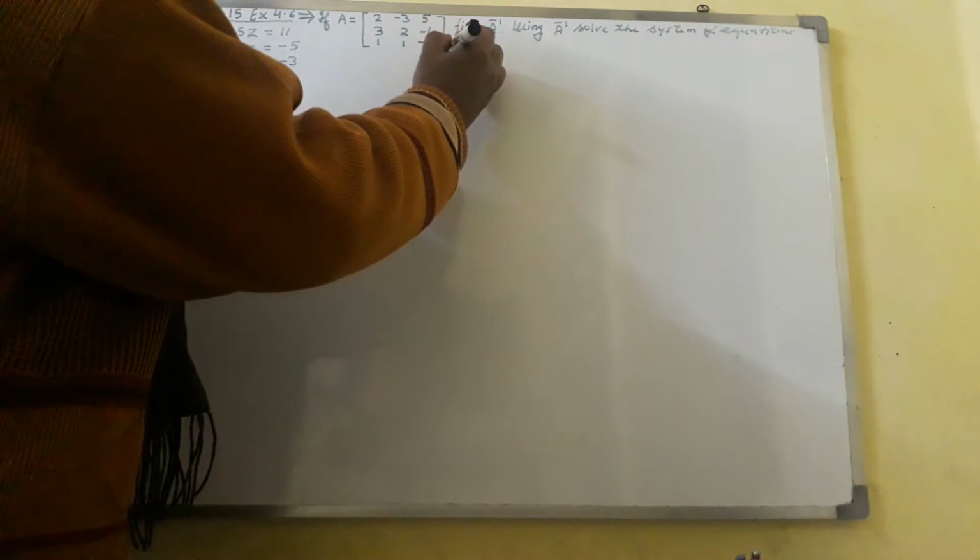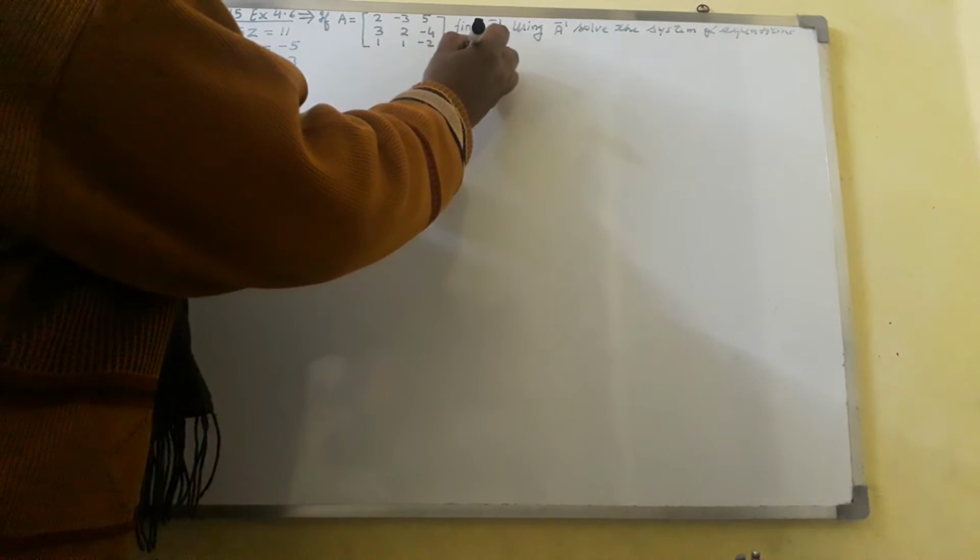Here you can see matrix A. In matrix A, there are 3 rows, first row, second row and third row, and also 3 columns, first column, second column, third column. Therefore, the matrix A is of order 3 cross 3. This means that matrix A is a square matrix.